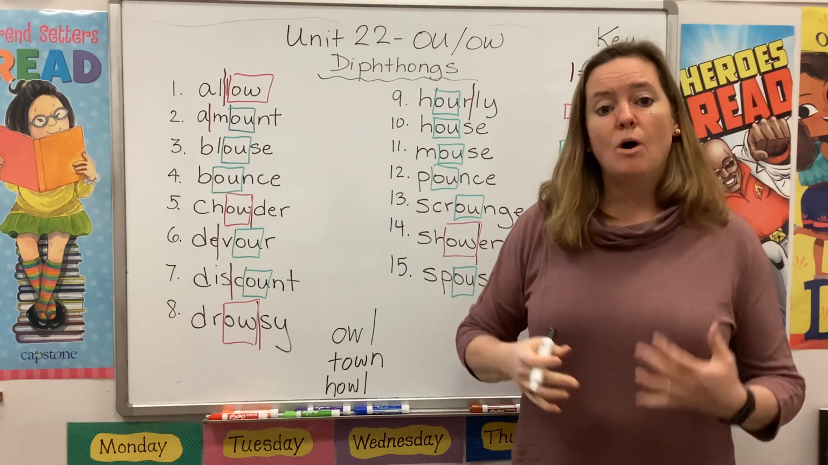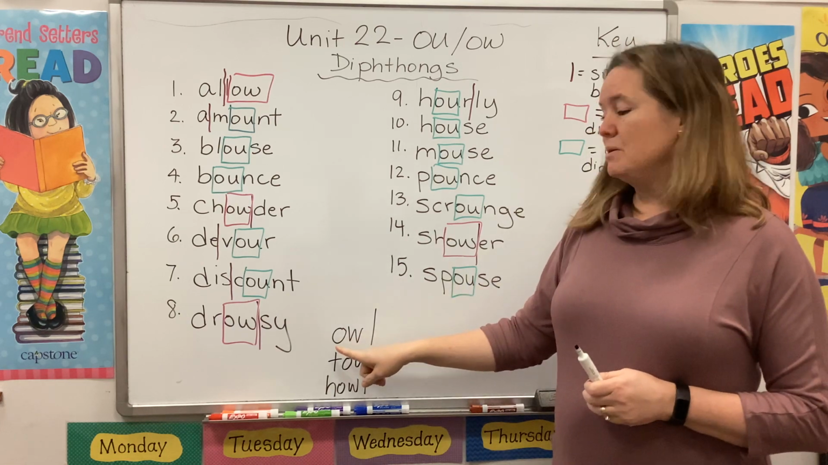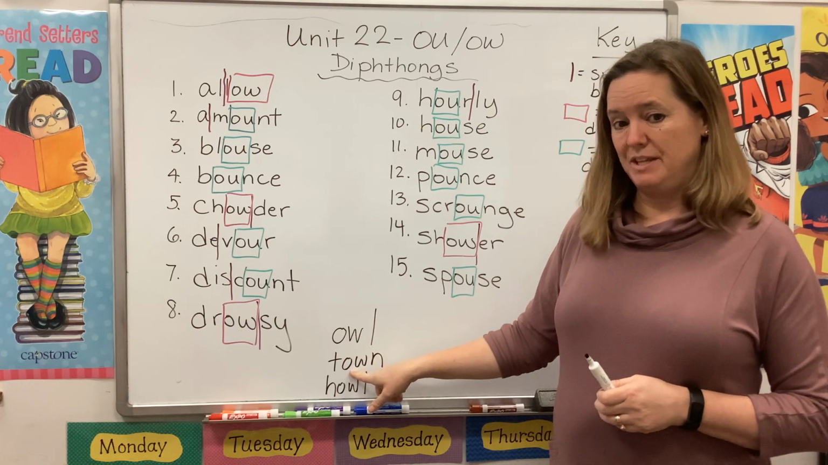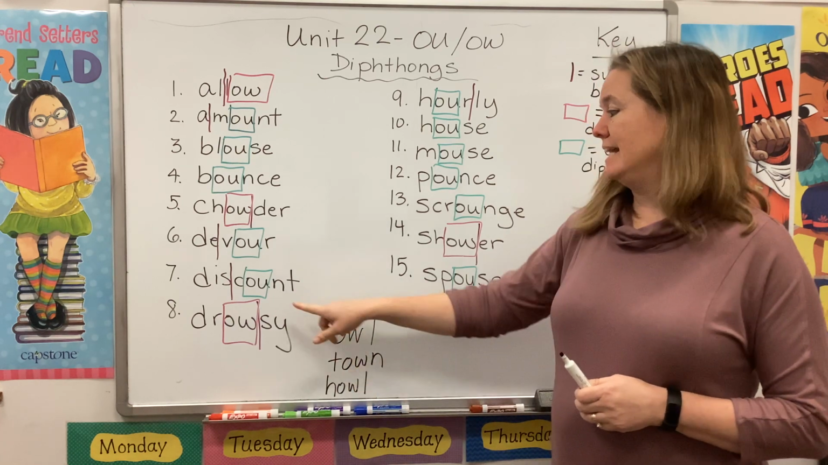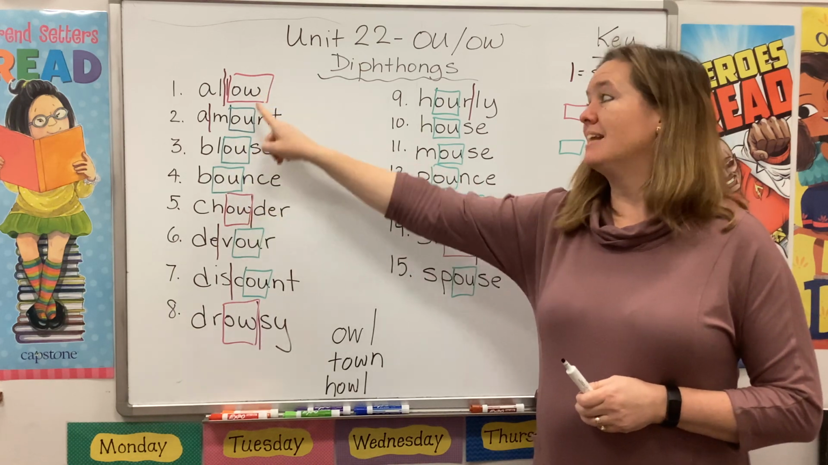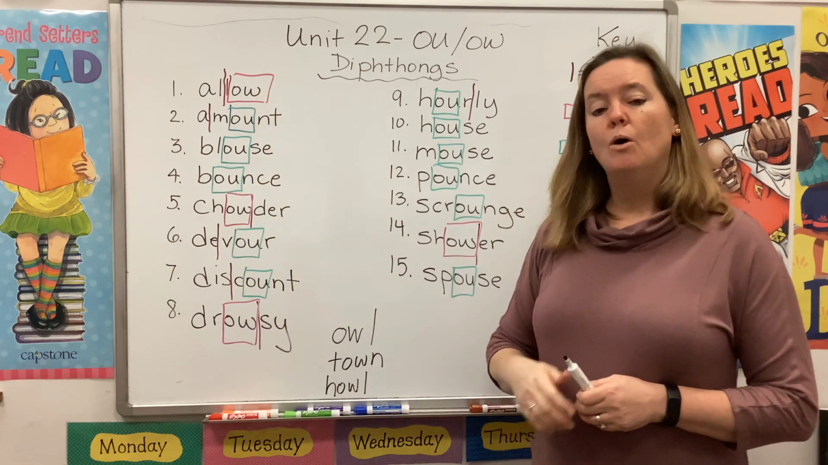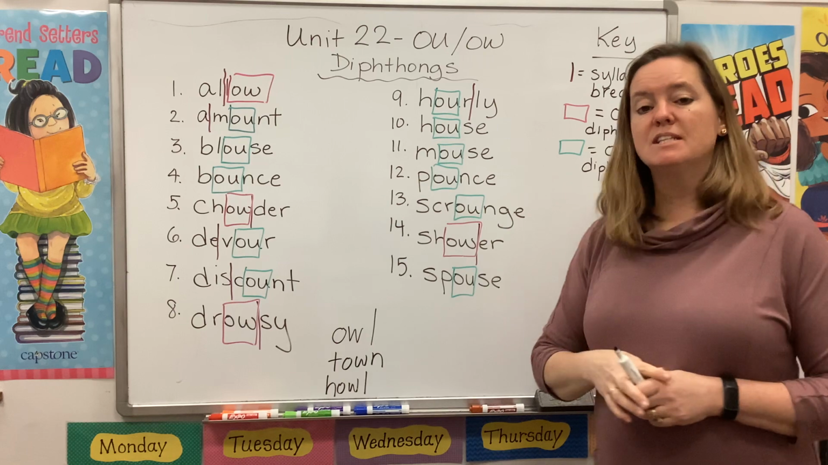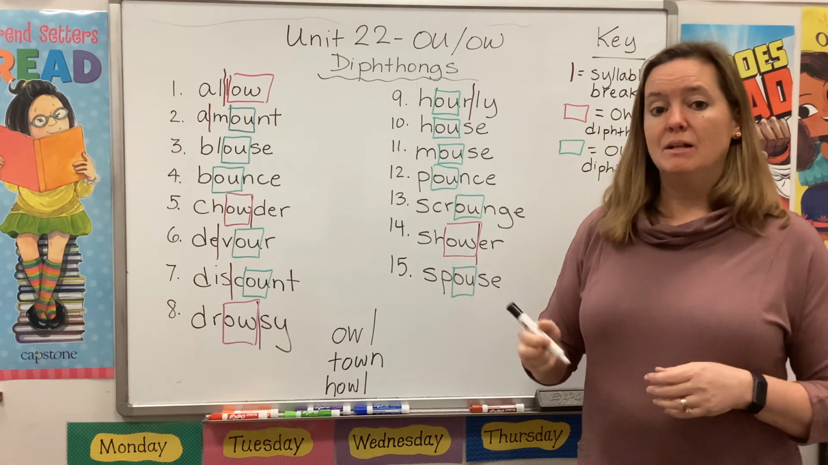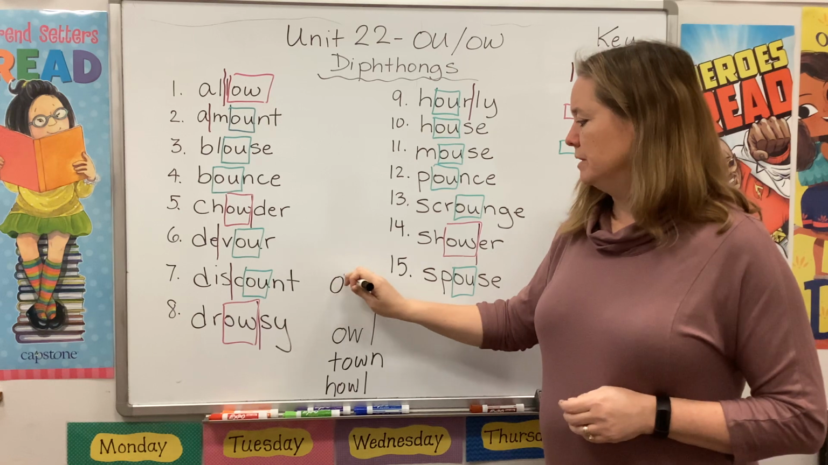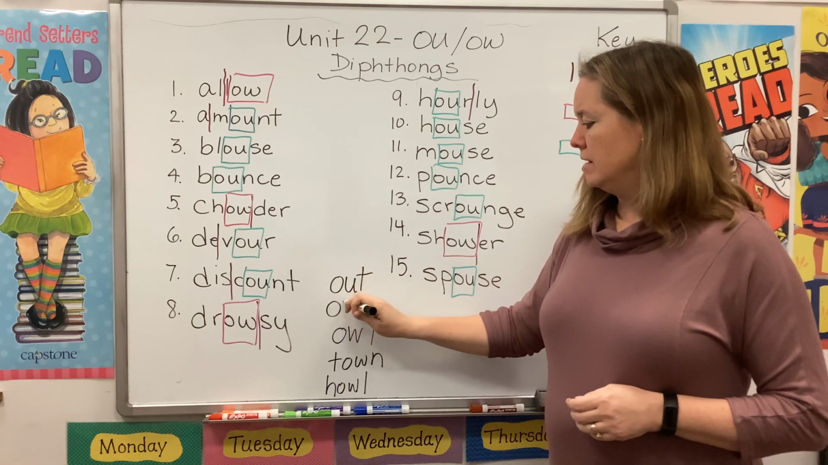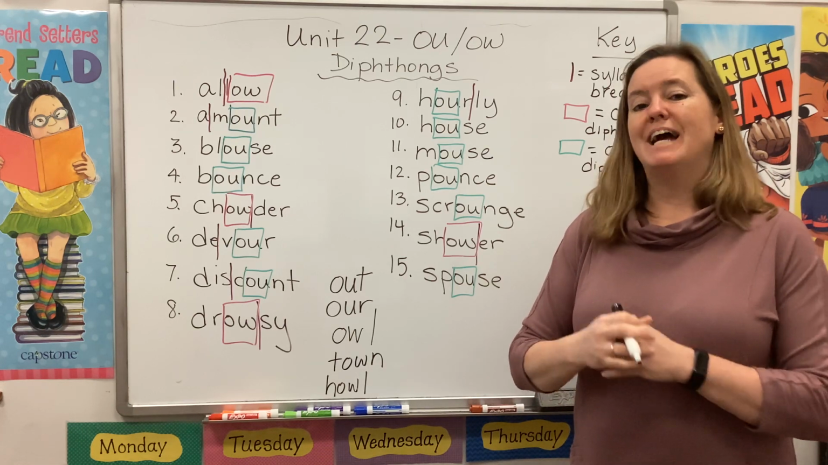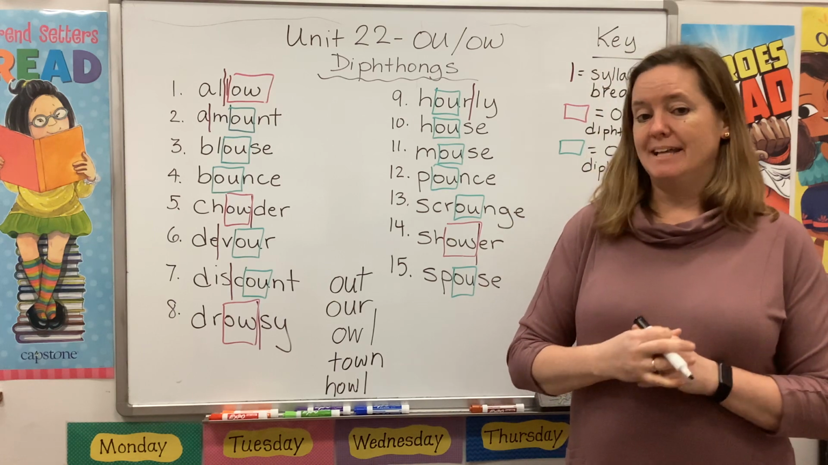Okay, let's see where the OU hangs out. We said that OW rarely hangs out at the beginning, sometimes hangs out in the middle, usually hangs out at the end of a word or the end of a syllable. Well, let's look at discount. Middle, middle, middle. In each of our words this week, that OU is tucked in the middle. Now, it can show up at the beginning. You know this word, out or hour. So it can show up at the beginning, but never, ever, ever at the end of a word or the end of a syllable.